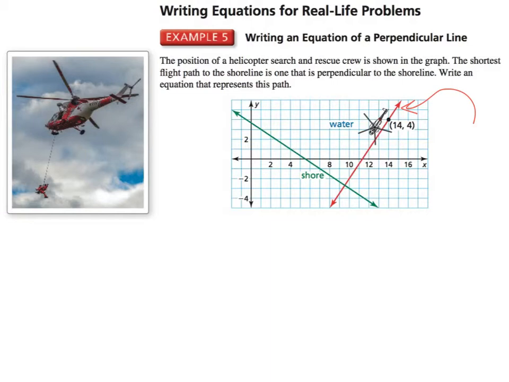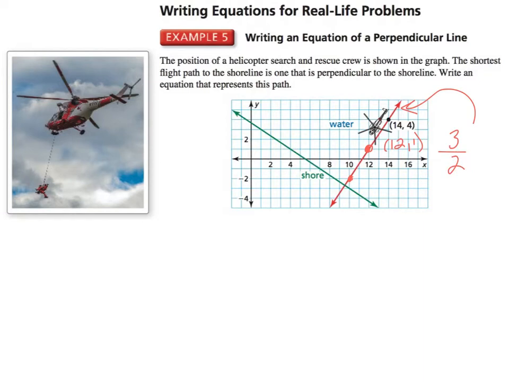So the first thing we're going to do is find the slope of the red line. So let's see, we have 14, 4. It looks like I have a couple of points here, and I could pick either one of these. So I'm going to pick this one, 12, 1. So the slope here is going to be 4 minus 1, which is 3, and 14 minus 12, which is 2. So the slope is 3/2.